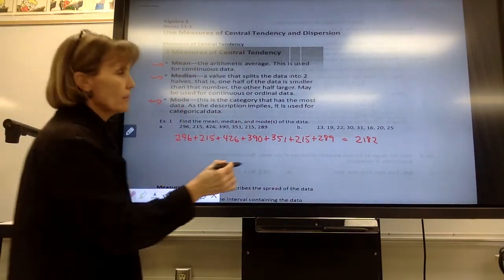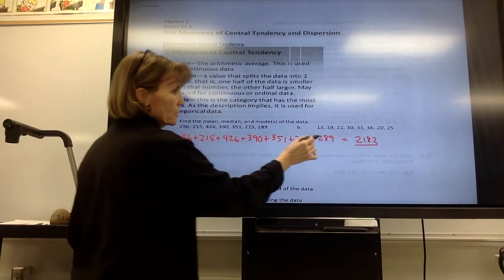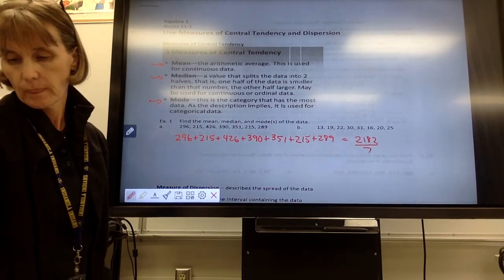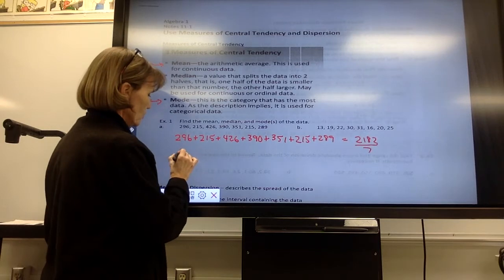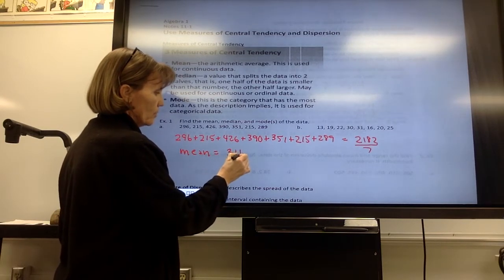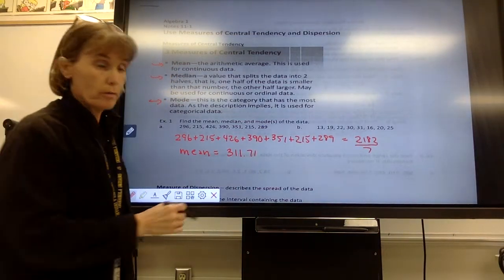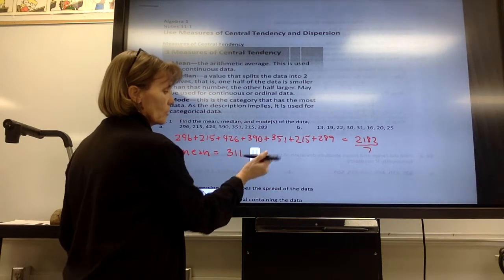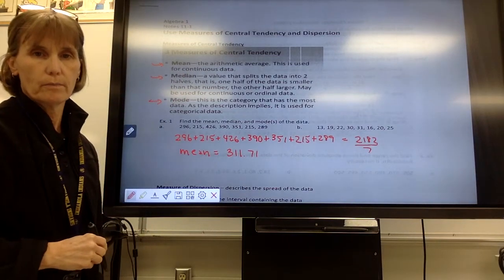And then we want to divide that by how many numbers there are. So there's 1, 2, 3, 4, 5, 6, 7. If I divide that by 7, I get an average of 311. So the mean is going to be 311.71, and we're going to round that to the nearest hundredth. This is the 10th spot, this is the 100th spot. So we're going to say 311.71, that's the mean value.